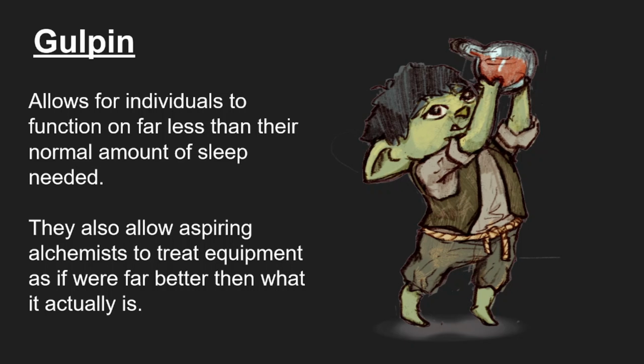However, the other cool thing is that any aspiring alchemist that is present and around Gulpin, they can treat their equipment as if it was far better quality, and part of that is Gulpin's presence, and part of that is the magic that he imbues on the adventuresome and the adventurely gifted.